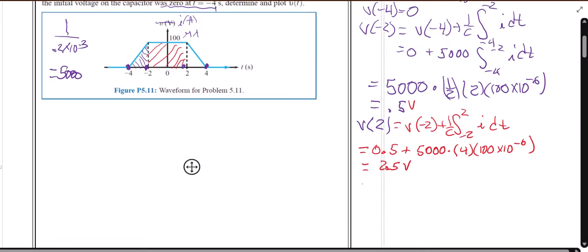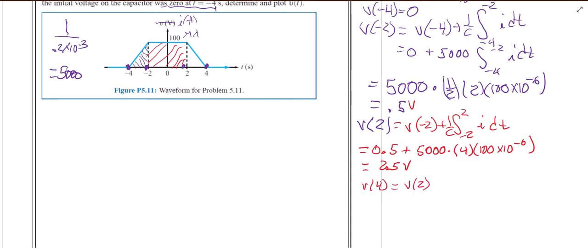And now let's get V of 4. So V of 4 will be V at 2 plus 1 over c times the integral from 2 to 4 of I dt. Well, we know V of 2 is 2.5, we already had that, plus 5,000. And then this triangle has the same area as the triangle that we had at the beginning, but I don't think I wrote that number down separately, so I'll just go ahead and say 1/2 and the base and the height.